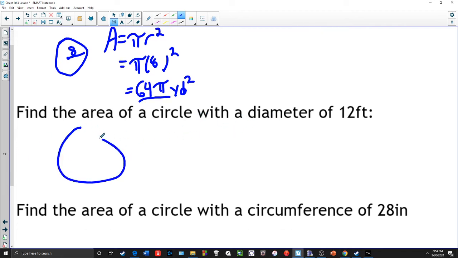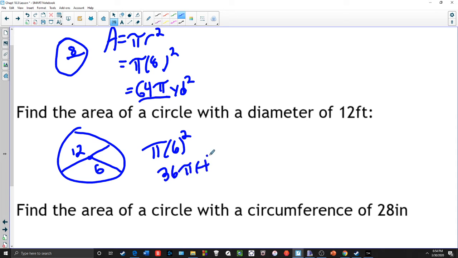So if they have a circle here, and let's say the diameter is 12, I know it's a really poorly drawn circle, but you'll have to go with me here. Well, we're not going to use 12. We're going to use the radius, which is only 6. So it'd be pi times 6 squared, which would give you 36 pi feet squared, which again, you can multiply out if you really want to get the decimal.